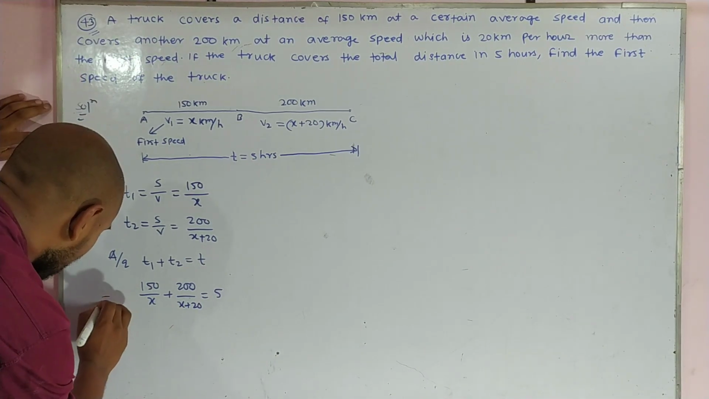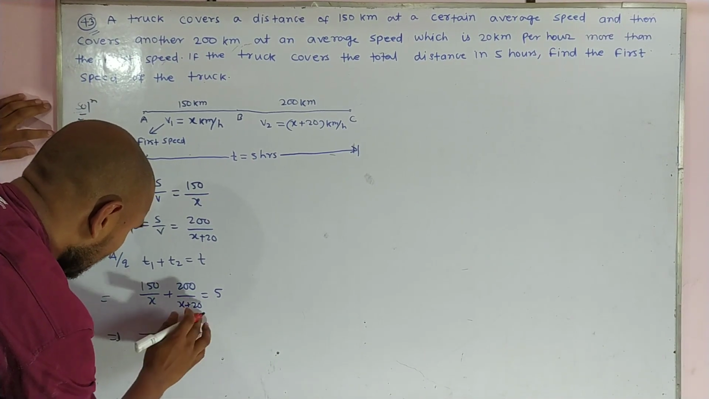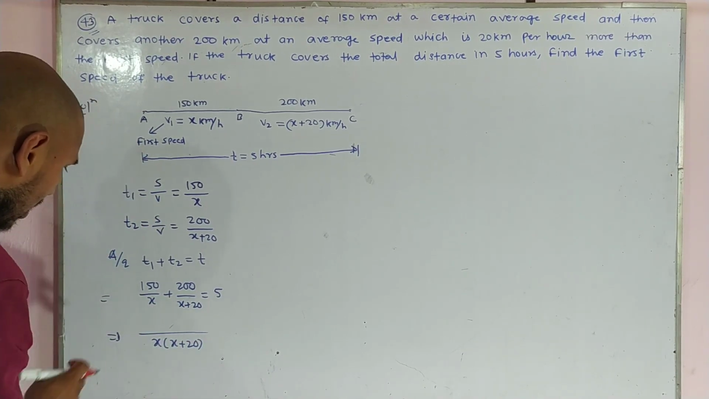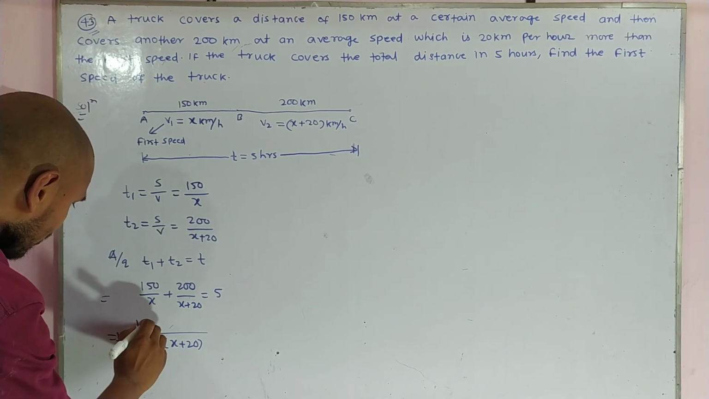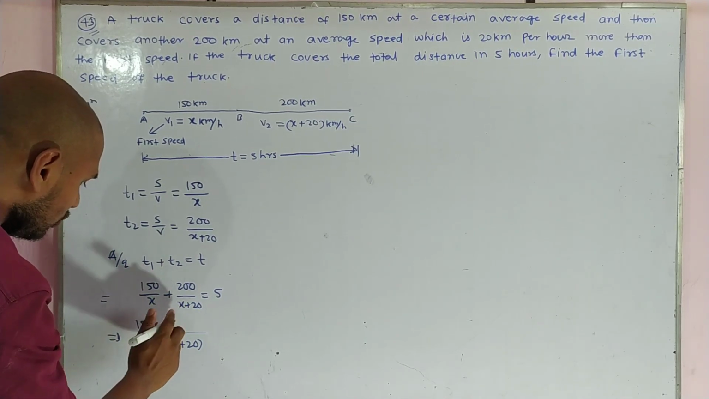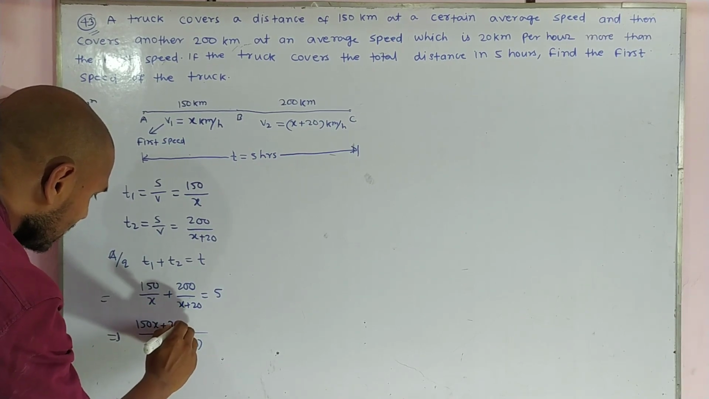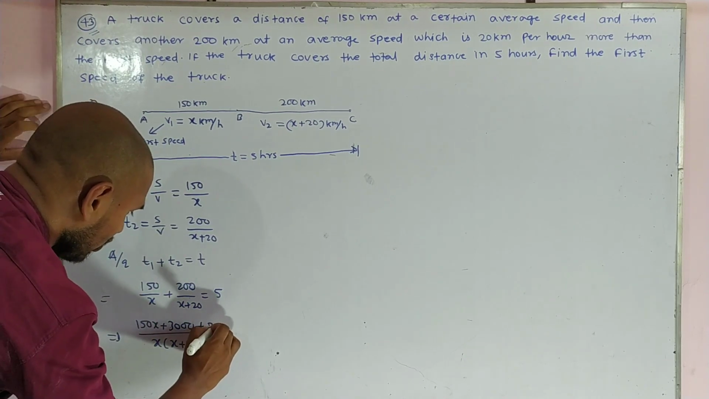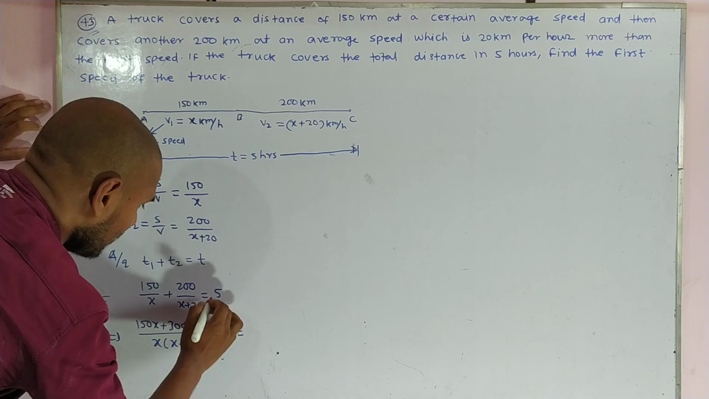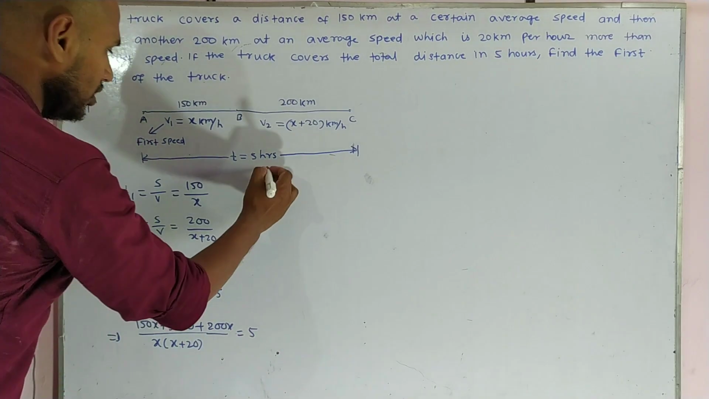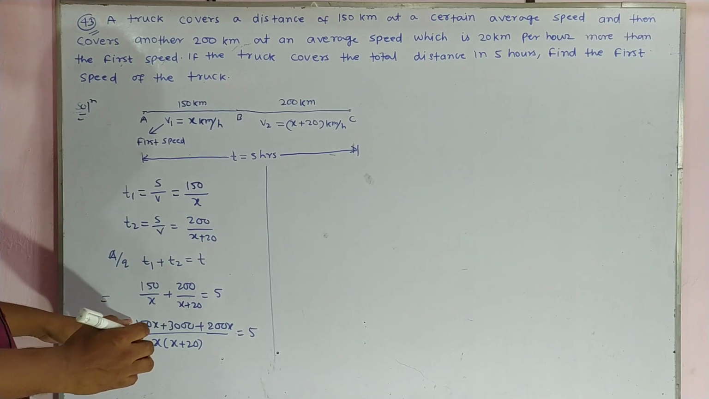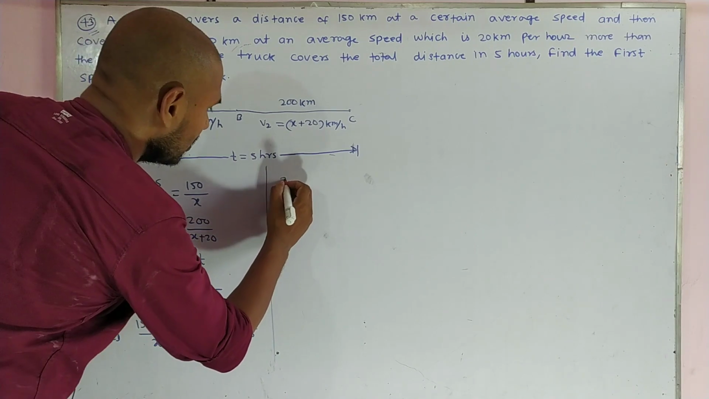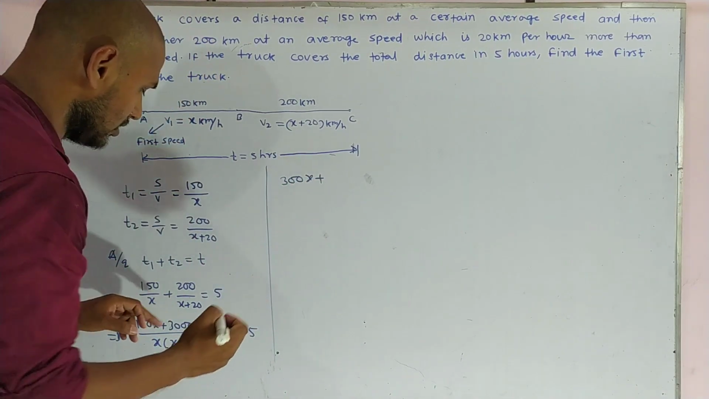So we have decided to solve this equation, and as you take the LCM, we find x into x plus 20 as the LCM. As you multiply this, we get 150x plus 150 into 20, that is 3000, plus 200 multiplied by x becomes 200x, and as you equate this to 5, you solve this equation to find the value of x. Here 150x and 200x becomes how much?